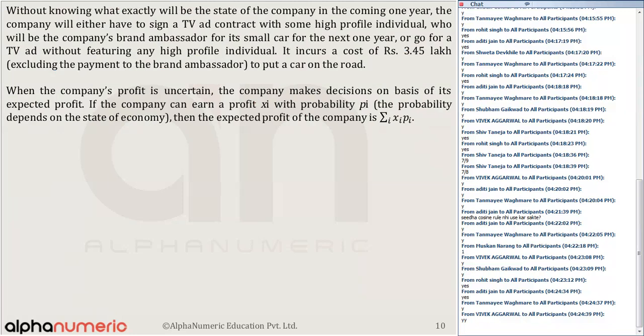It is also given that without knowing what exactly will be the state of economy in the coming year, the company will either have to sign a TV ad contract with some high profile individual who will be the company's brand ambassador for its small car for the next 1 year, or go for a TV ad without featuring any high profile individual. It incurs a cost of rupees 3.45 lakh. When the company's profit is uncertain, the company makes decisions on the basis of its expected profit. Or expected profit ये given है.